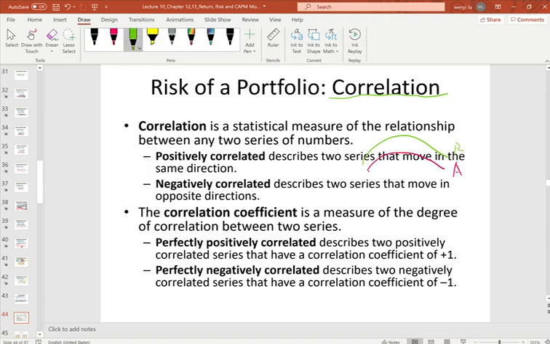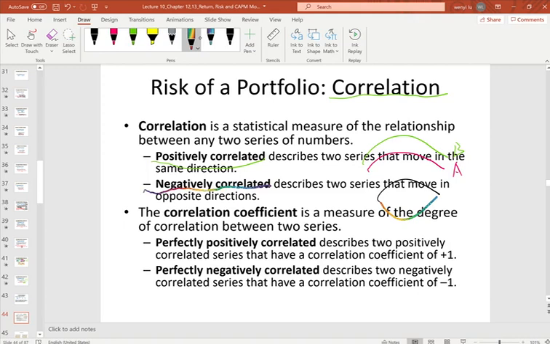When B is moving down, A is also moving down. So they are moving in the same direction. They are positively correlated. If the two series are moving in opposite directions, for example like this one, when A is moving up, B is moving down. When A is moving down, B is moving up. They are moving in opposite directions. We call these two series negatively correlated.